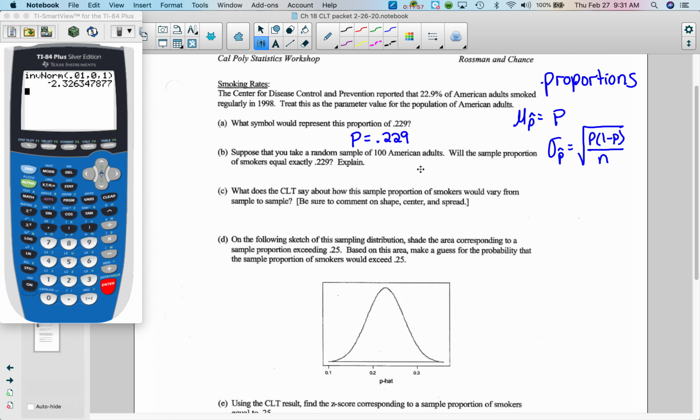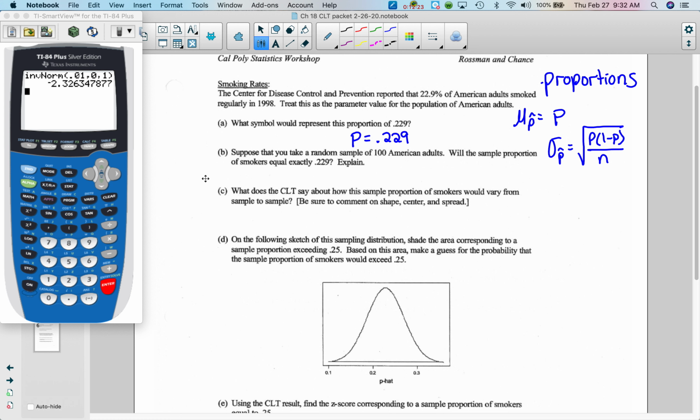Suppose that you take a random sample of 100 American adults. Will the sample proportion of smokers equal exactly 0.229? Well, you should know the answer to that and a reason why, so I'm going to leave that one for you. What does the CLT, now CLT stands for Central Limit Theorem, say about how the sample proportion of smokers would vary from sample to sample?